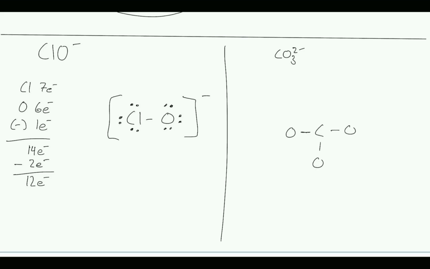Carbonate. Then we do carbon and oxygen. So this would be 18 electrons, and then another 2, so you've got a 2 minus charge. That would be 24. And I already did 3 bonds, so that's 6 out of there. So that's down to 18. So 2, 4, 6, 8, 10, 12, 14, 16, 18.